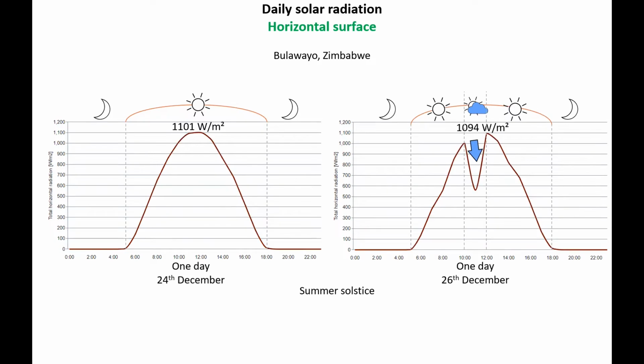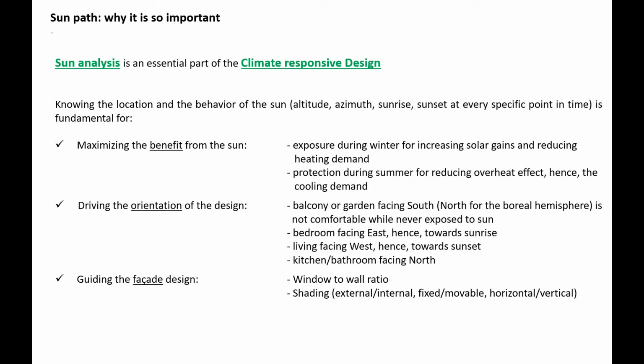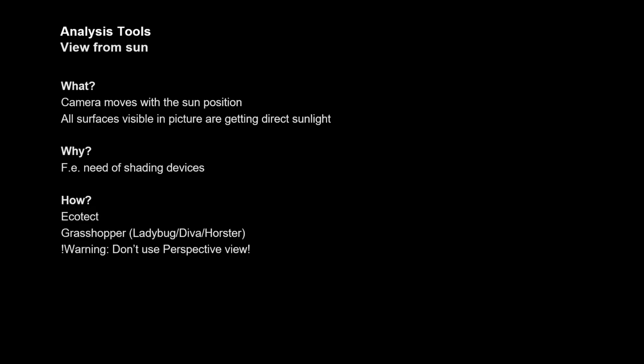So here also a different representation for this. And if you add up all those hourly values, you would come to an annual chart of solar radiation, which would look like the diagram shown. And of course, this has a big impact on the building, which was explained briefly.